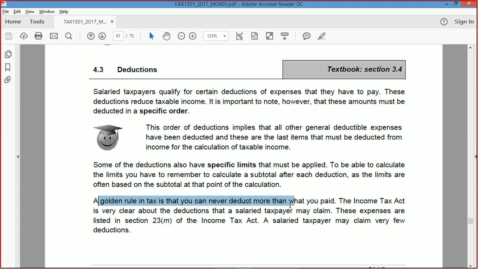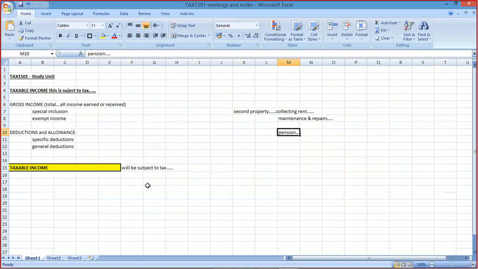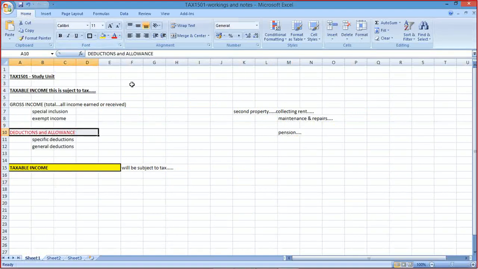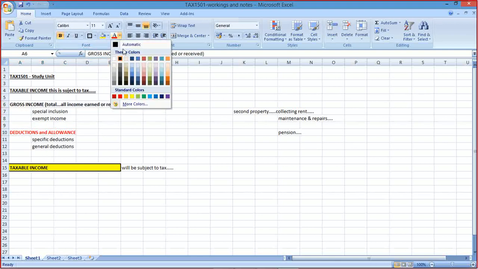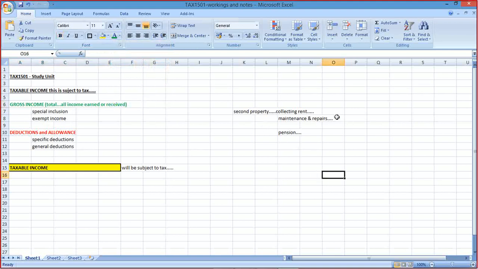This is important in terms of a golden rule. SARS allows you to deduct certain expenses, but only limited and subject to your gross income. You can't deduct more than what you've earned. So for example, let's look at the rent situation. Let's say I'm getting 20,000 Rand a month rent for a property, and there's maintenance and repairs. And let's say this month we had lots of repairs and maintenance, a total of 25,000 Rand.